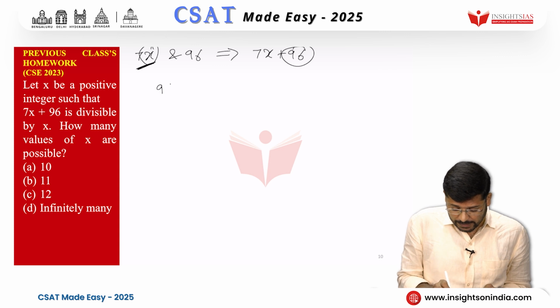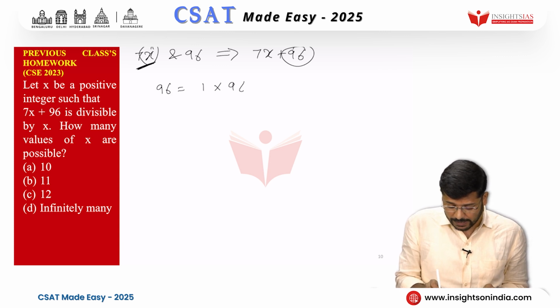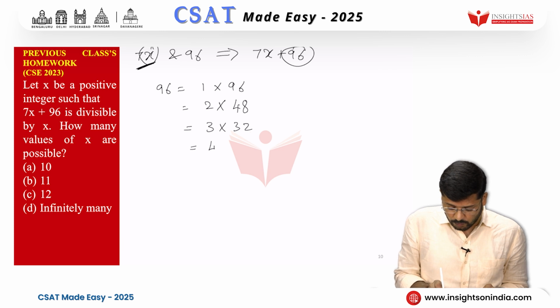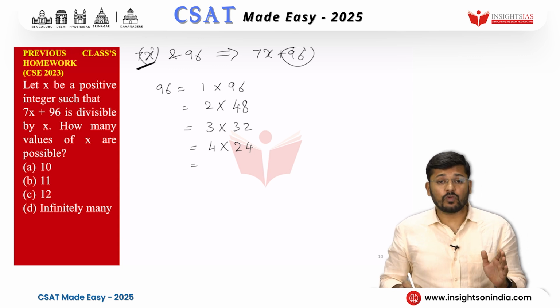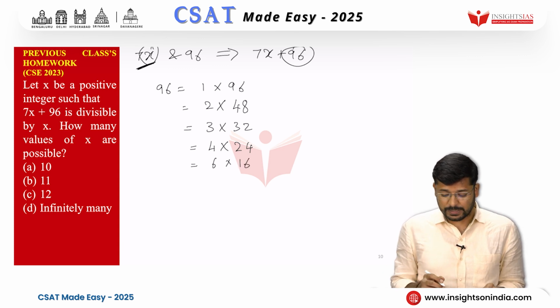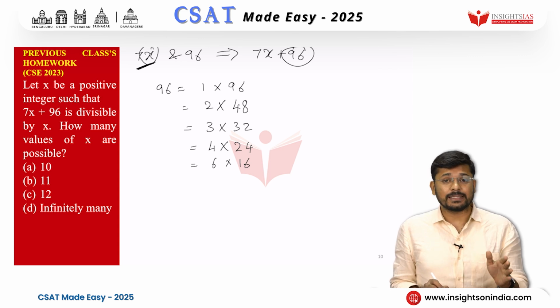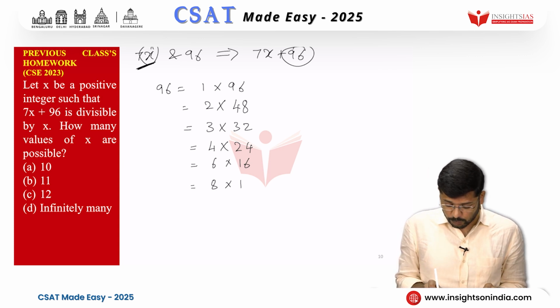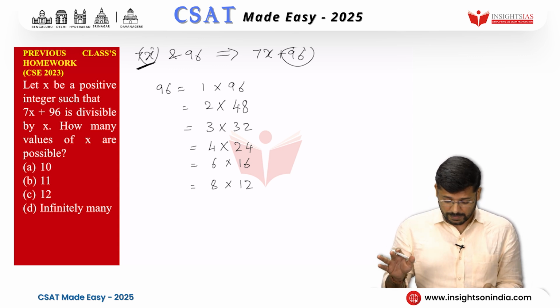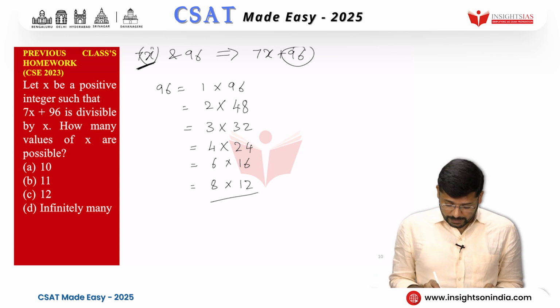96, we can express it as 1 into 96, then 2 into 48, then 3 into 32, then 4 into 24, then it is not divisible by 5, it is divisible by 6, yes. 6 into 16, then it is not divisible by 7, it is divisible by 8 into 12, then it is not divisible by 9, 10 or 11. Then 12, if you go to 12, you will get a reverse again, 12 into 8.